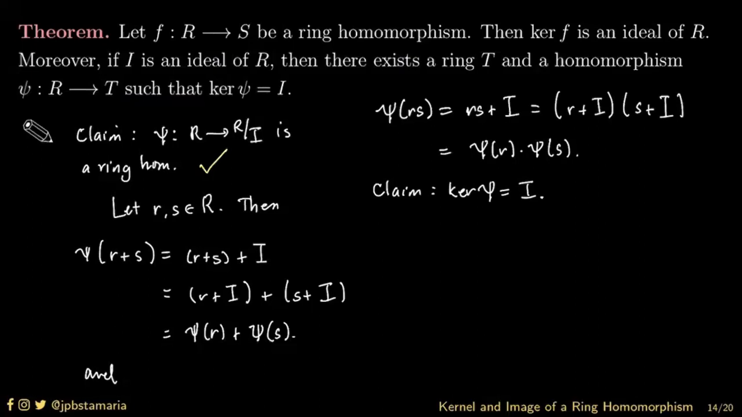But based on the definition, ano bang ibig sabihin ng kernel ng psi? Ang laman nito, mga bagay sa R that gets mapped to what? To the zero in this ring. The question is, what is the zero in the quotient ring R modulo I? Ang zero dyan, yan yung coset containing zero of R. I mean, that is yung 0 plus I. Or you can simply write I if you want. No? Sino yung 0 na to? Siya yung 0 ng R.